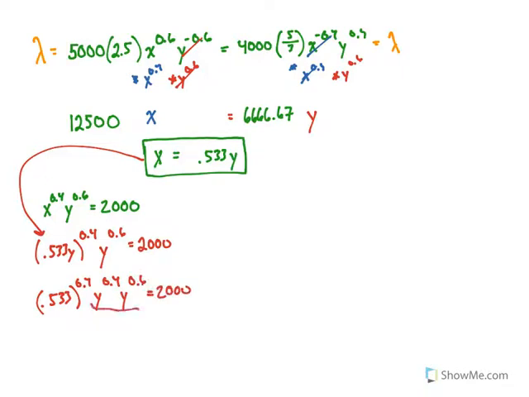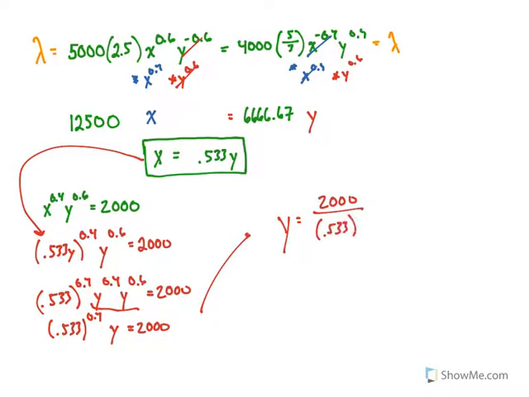Note that that's just going to be y. So y equals 2,000 divided by 0.533 to the 0.4 inside the brackets. We could say that y is going to be equal to 2,000 divided by whatever this value is, 0.533 to the 0.4. Plug it into a calculator and we get about 2572.4, which means that x is going to be 0.533 times whatever that y value is, which is about 1371.